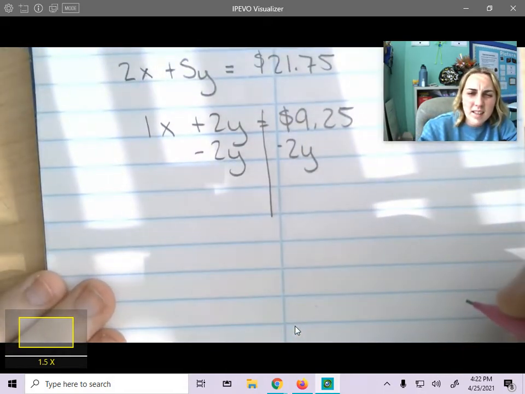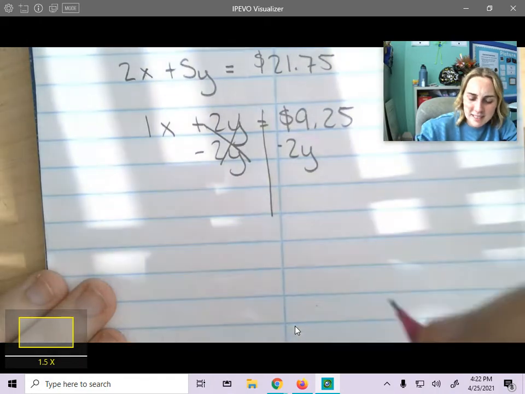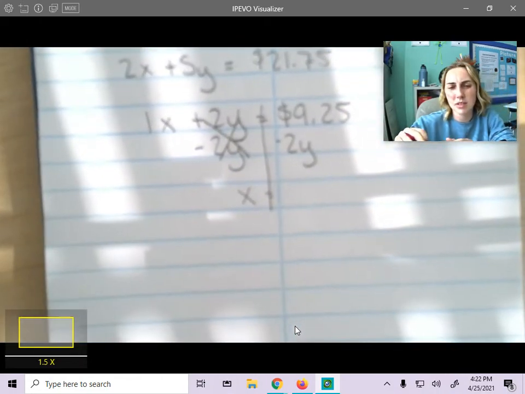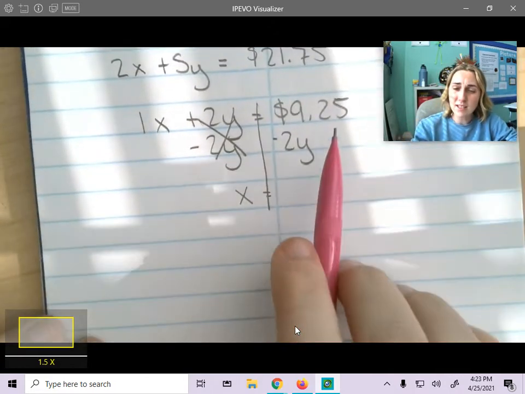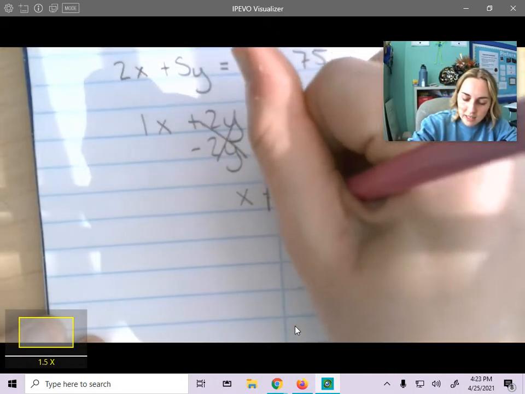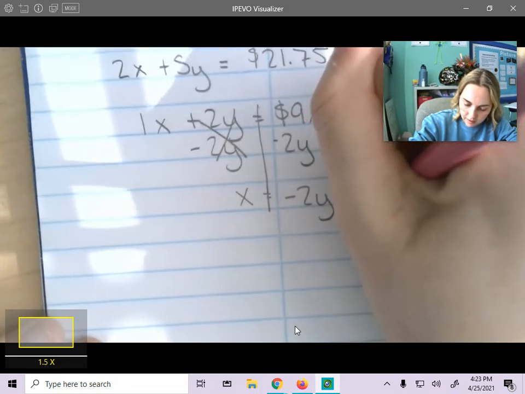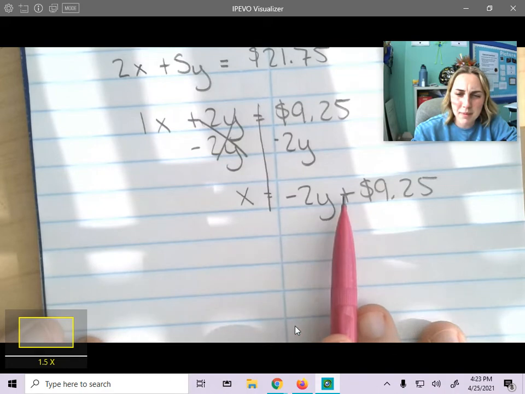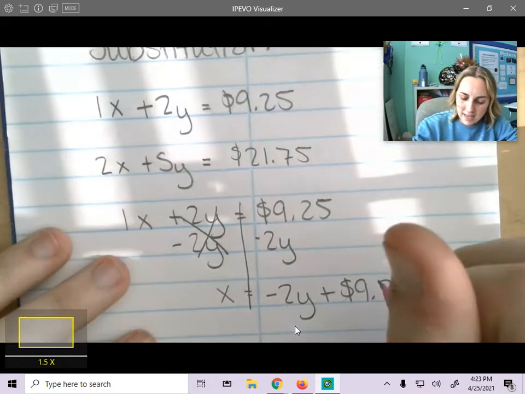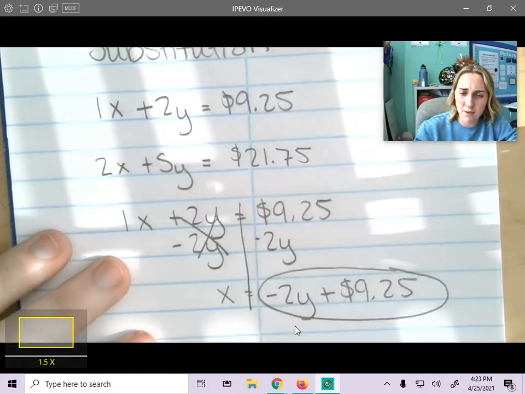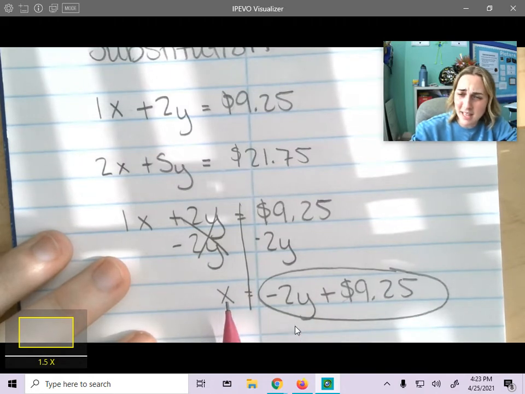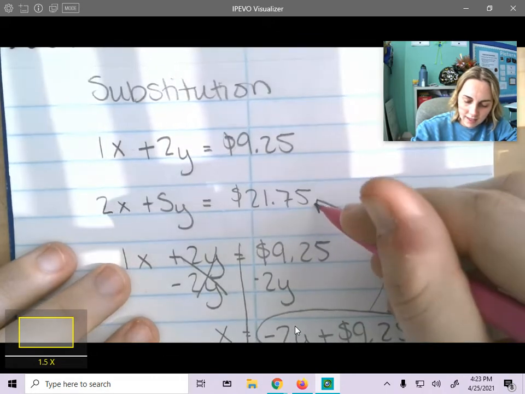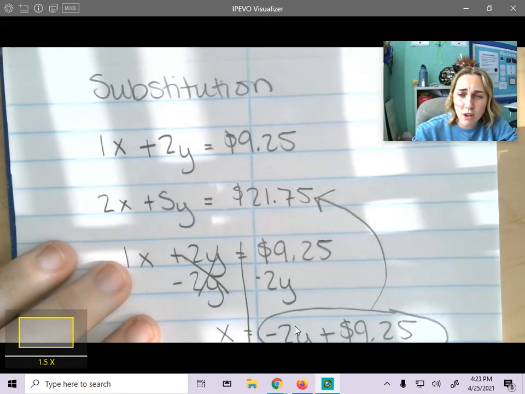Okay? So I'm going to cancel these out. They're opposites. I'll bring down this x value because 1x is equal to x. Okay, so I'm just going to go ahead and put x by itself. And then these are not like terms, so I need to write out the entire problem. All right. So now what I have is x is equal to negative 2y plus 9.25. So what I can do is plug this whole thing in, okay, guys? I can plug this whole thing, because this is what x is equal to, into the second equation where x is, and solve for y.